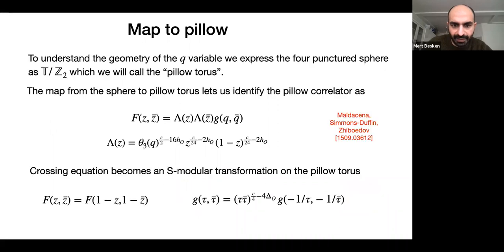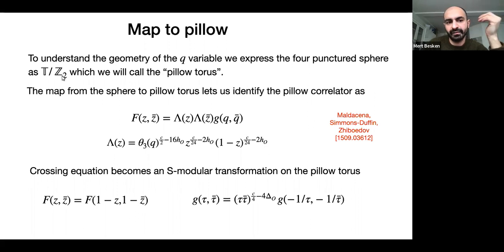And yeah, let's just mention how this comes about. I'm not going to go into the details of this, but what Zamolodchikov, Maldacena, Simmons-Duffin did was express the 4-punctured sphere, which is our object of interest, since we're looking at a 4-point function on the sphere.